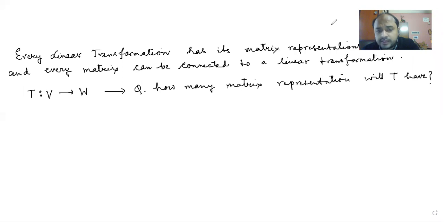No, dimension V means n. That means if V has a basis, then the number of elements present in the basis, that is the dimension. So you are actually talking about how many elements are present in a basis. I'm not talking about that. I'm talking about how many matrix representations T will have. You can reply in sentences. You don't have to give me any formula.